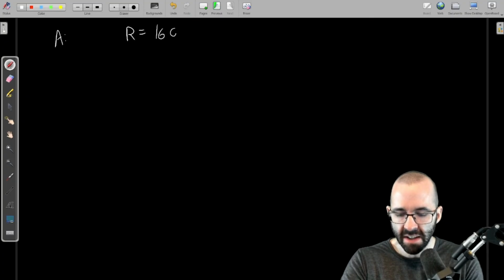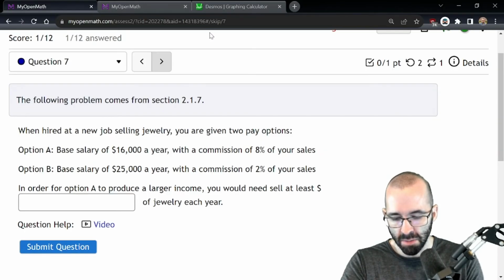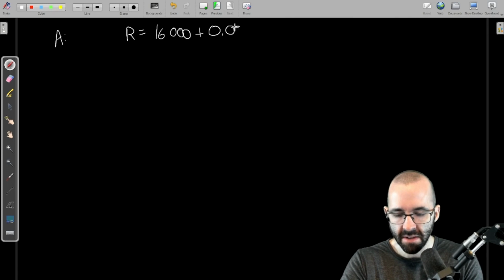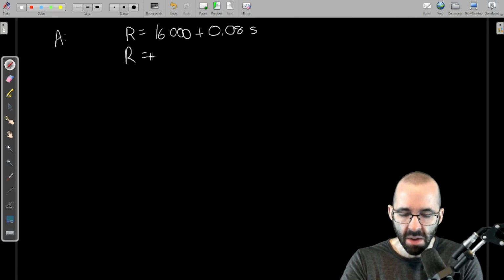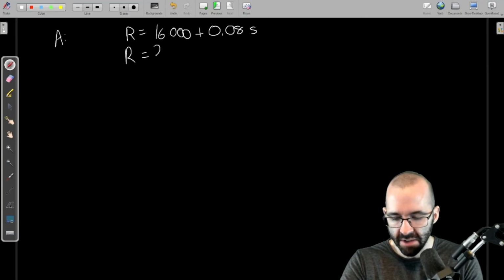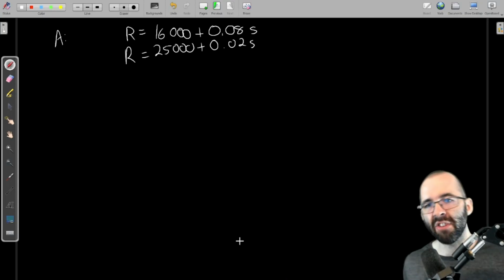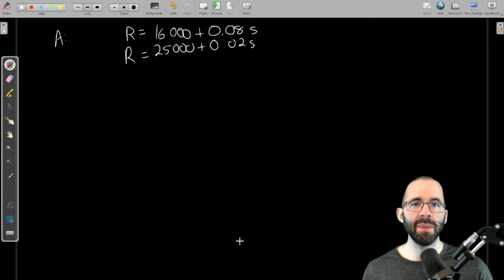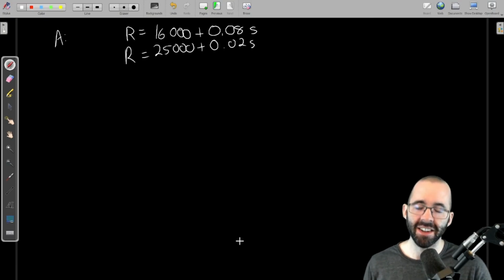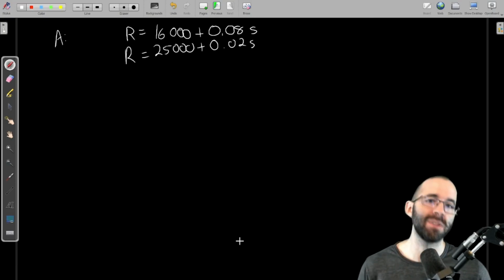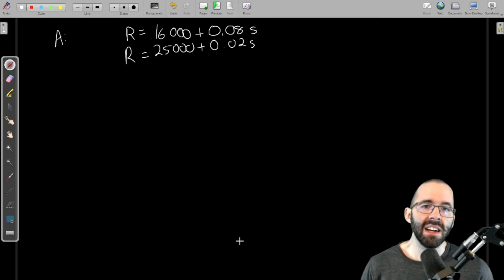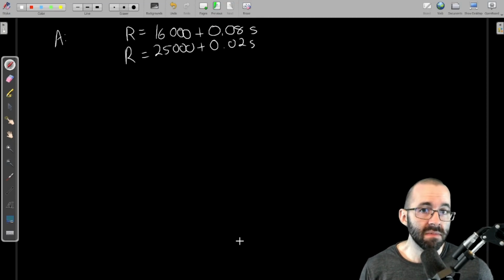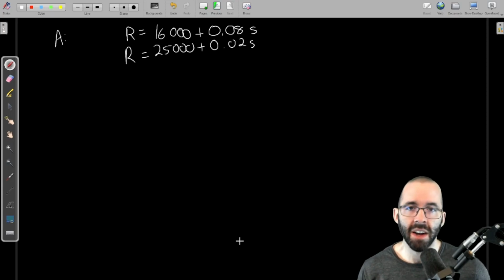The revenue is 16,000 plus 8% of sales. And the second one is going to be 25,000 plus 2% of sales. Normally I'd call these revenue 1 and revenue 2, but I'm trying to be consistent with the notation in this class, or in this section, 2.1 specifically, where we're solving systems of equations. So again, you could use substitution, R is already solved for, or you could use elimination, otherwise known as addition.